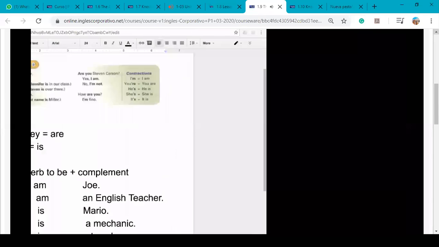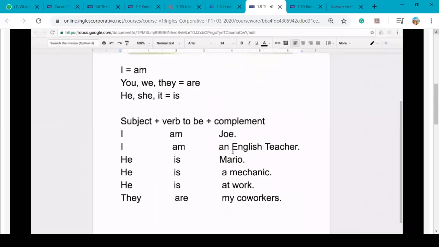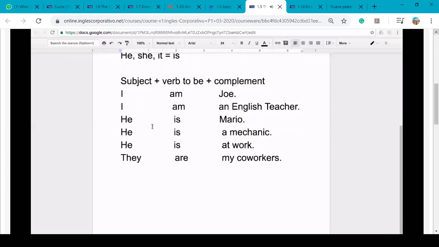Now let's learn how to form yes or no questions using the verb to be. Let's look at this example that you see here on this chart. Are you Steven Carson? That's a question. The way you respond to that question is by saying yes I am or no I'm not. Then there's one last question there. How are you? We're going to focus on forming these yes or no questions using the verb to be. As I explained previously, I showed you how to form statements using the verb to be, where we use the subject, the verb to be, and the complement.